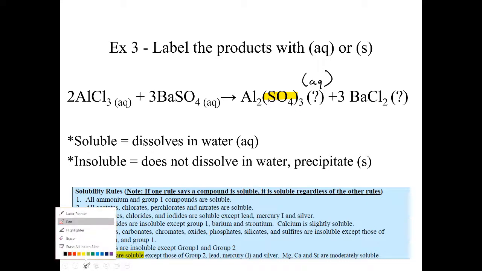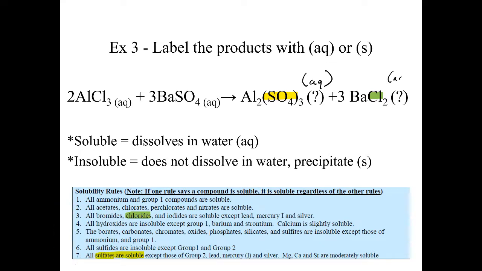Then let's look at our next part, barium chloride. So we have chloride, which is in Rule 3, and it says all chlorides are soluble except lead, mercury 1, and silver. All right, so in this case, we don't have lead, we don't have mercury 1, and we don't have silver. We have barium. So that means the general rule will hold and it will remain soluble or aqueous.